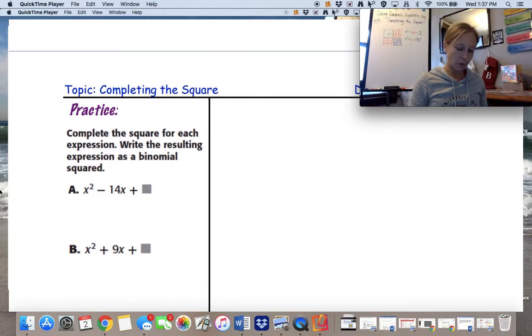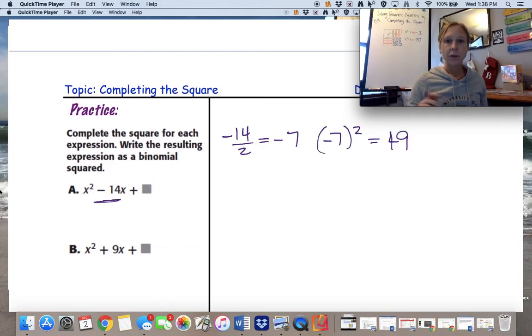All right, so what we said we had to do is take the b term, in this case it's negative 14. So half of negative 14 equals negative 7. And then when I square negative 7, I get a positive 49. So since my last step is to square, and whether I square positive numbers or negative numbers, my answer is always positive, I don't even have to really worry about the negative piece. I'll always have a positive answer. So x squared minus 14x plus 49.